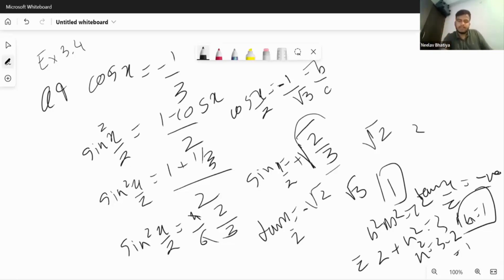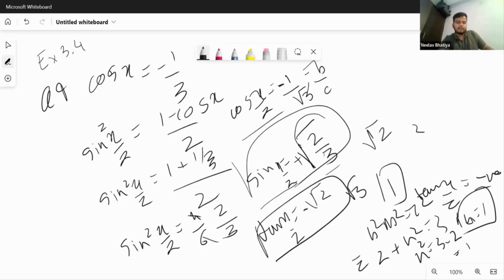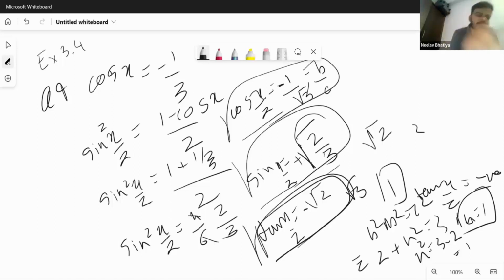It's minus root. Divide sin x by 2 by cos x by 2. Root 3 and root 3 gets cancelled. The sign changes and you get this. So you have sine, you have cos, and you have tan. The question is solved. Correct.